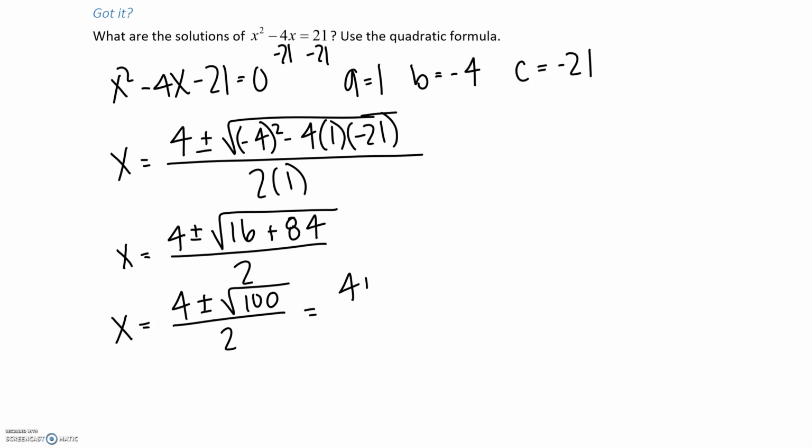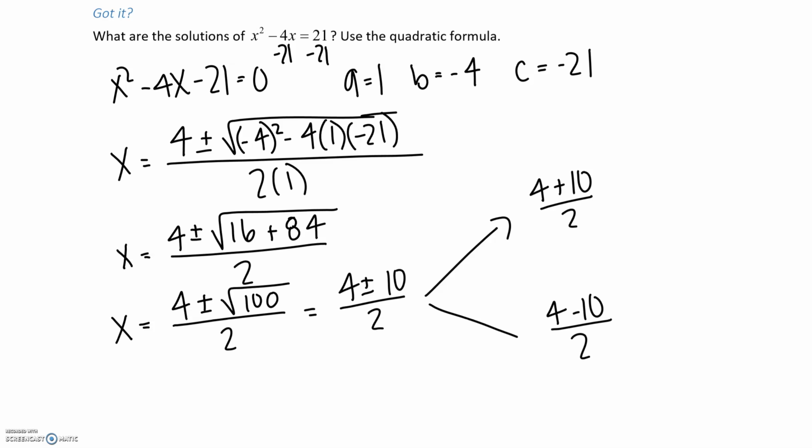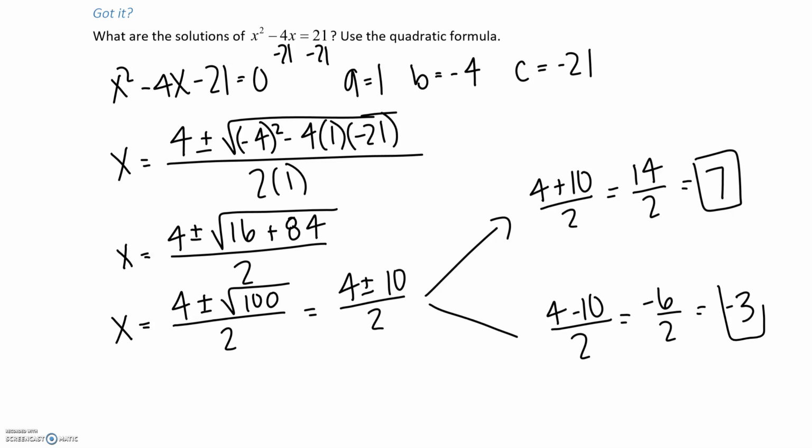Which means we have 4 plus or minus 10 over 2. And when we split that up into 2, that gives us 4 plus 10 over 2 and 4 minus 10 over 2. So 4 plus 10 is 14 over 2. 14 divided by 2 is 7. And 4 minus 10 is negative 6 over 2, which gives us negative 3. So our solutions to this are going to be 7 and negative 3.